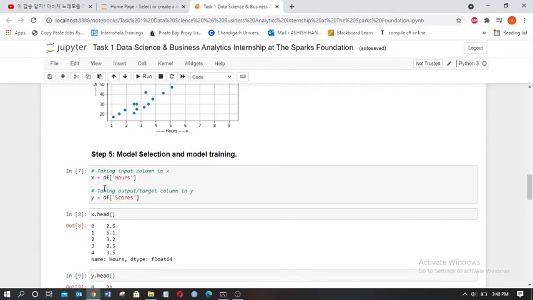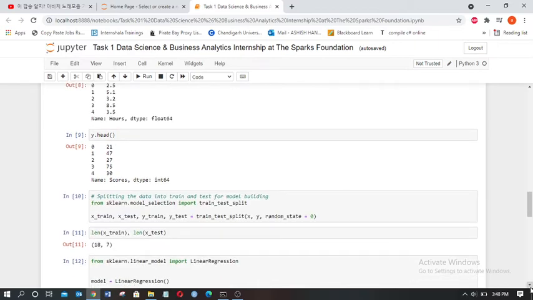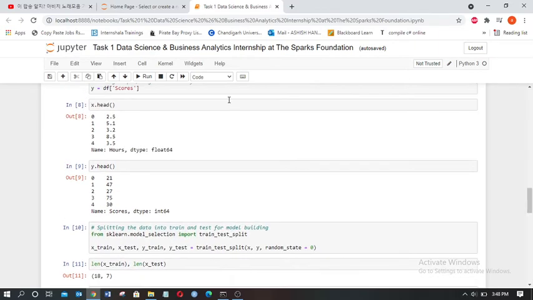Now moving forward we will take a look at model selection and model training. Here I have divided my data in two parts, the input section as well as the output section. The input data is independent, therefore I have stored it in the x variable, whereas the output data has been stored in the y variable, because y stores the value of scores and score is dependent on hours. Now you can see that our data has been displayed separately for x as well as for y, hours and scores both.